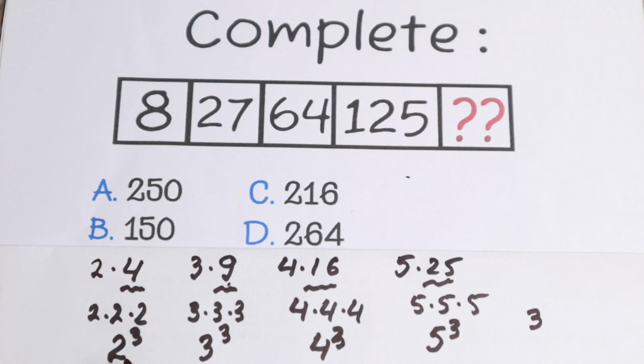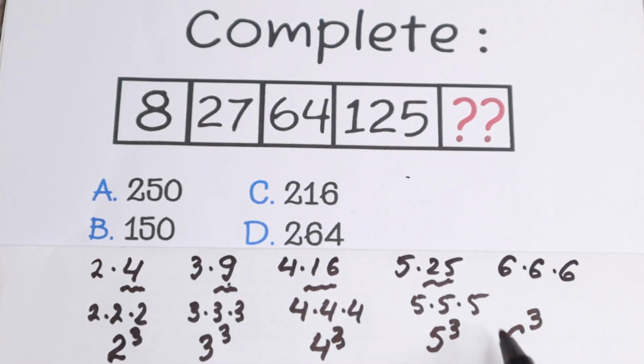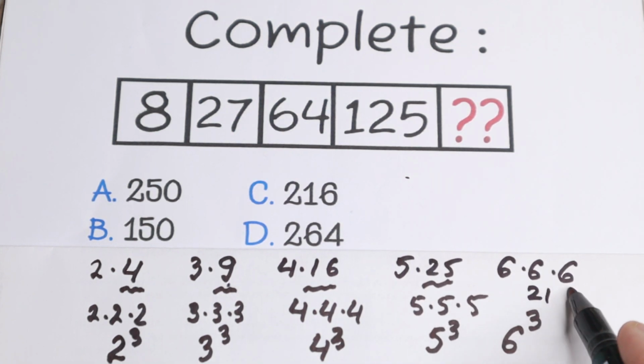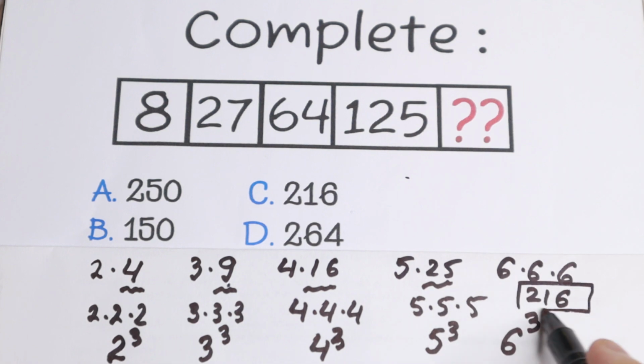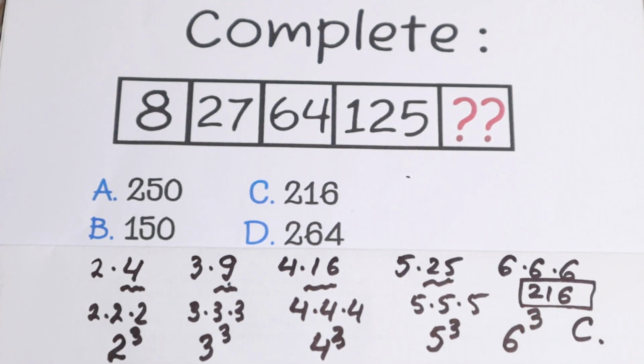And what is the next step? We have 2, 3, 4, 5, so it looks like our final step will be to raise 6 to the third power. So we will have 6 times 6 times 6. We have 36 times 6, we can easily multiply it, we will have 216. This is our answer, and if we are talking about the options, it is option C.